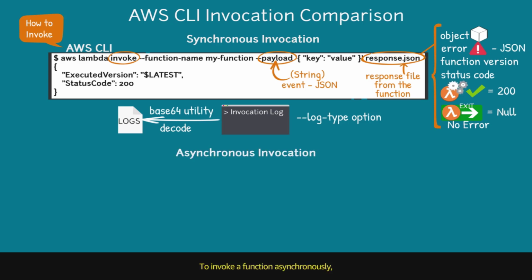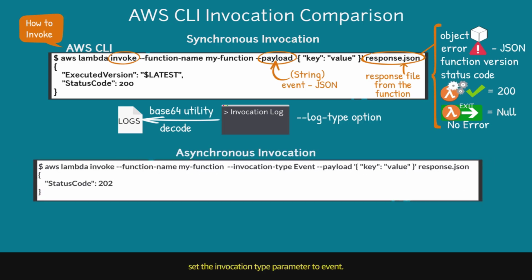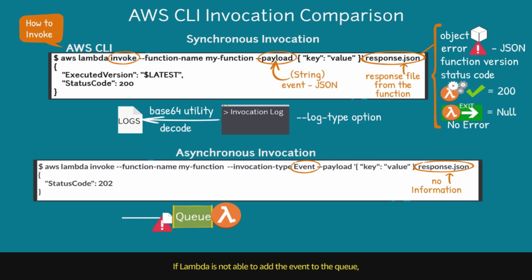To invoke a function asynchronously, set the invocation type parameter to event. The output file, response.json, doesn't contain any information, but is still created when you run this command. If Lambda is not able to add the event to the queue, the error message appears in the command output.